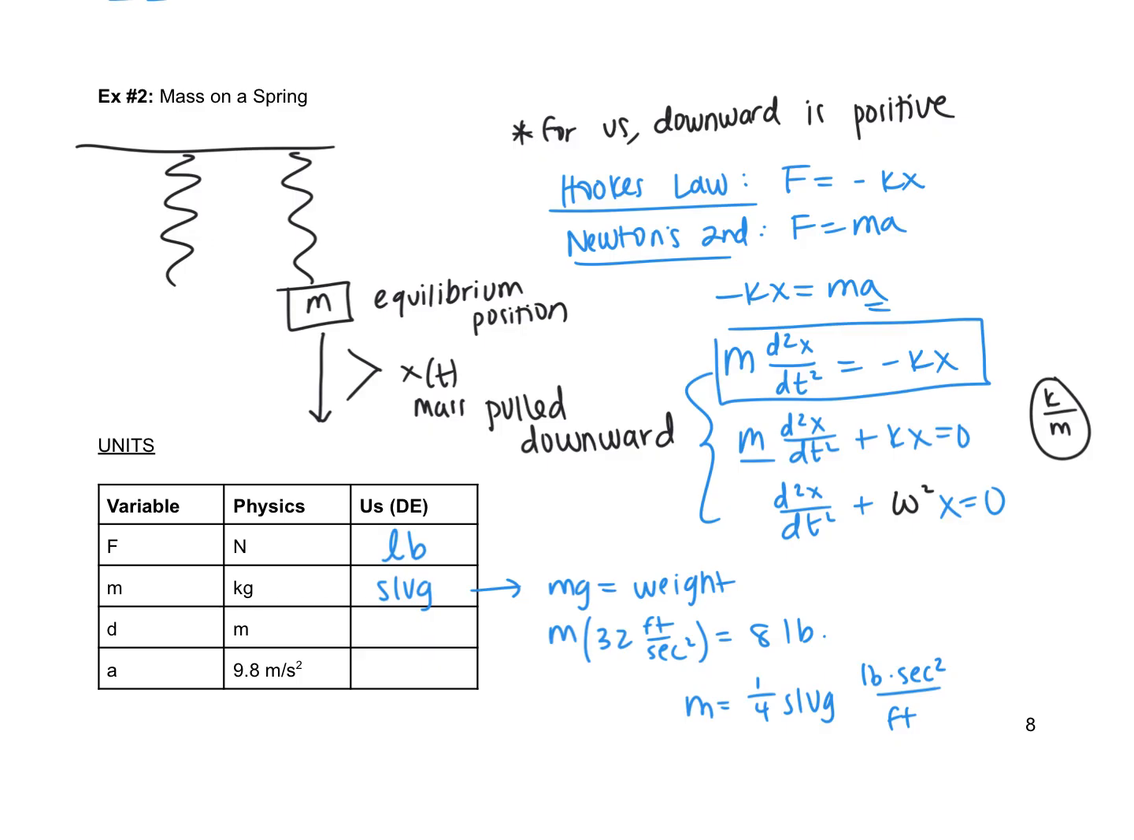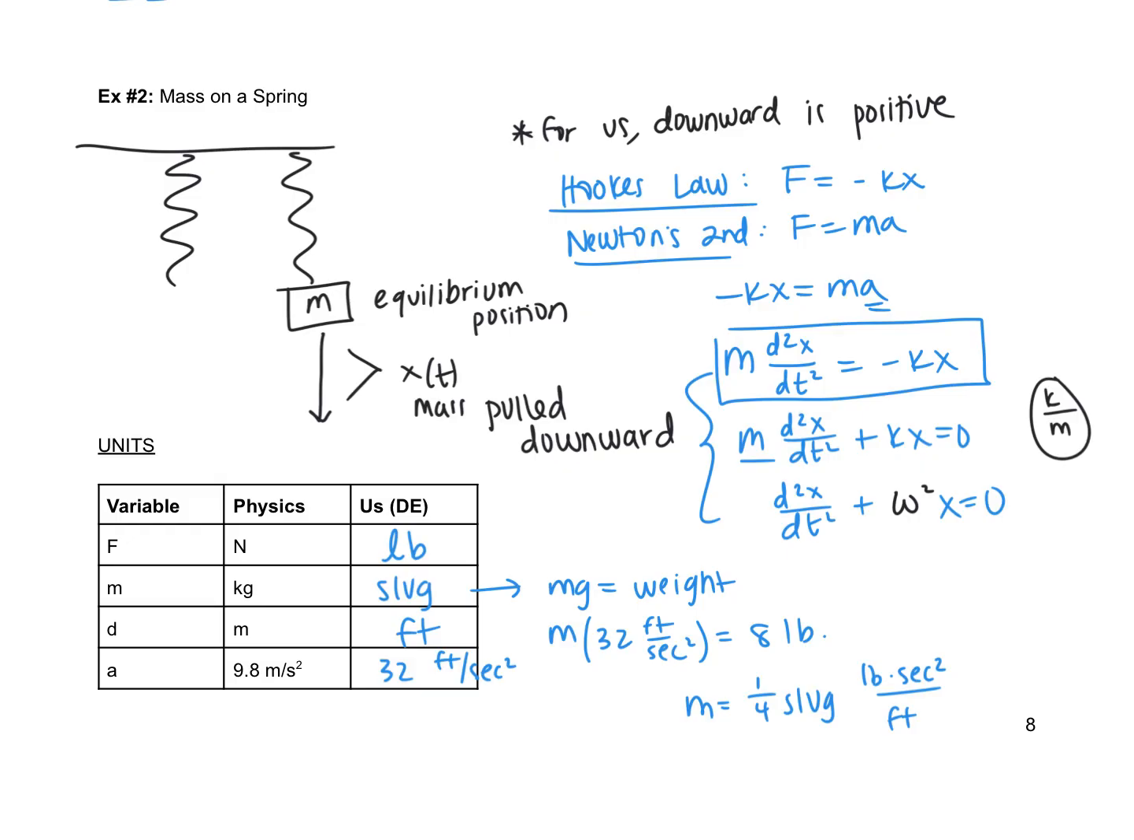Okay, for distance, instead of meters, we're going to use feet, which means that for acceleration then, we're going to use feet per second squared, not meters per second squared, which is 32. Again, you don't need these now, you're going to need them in the future.